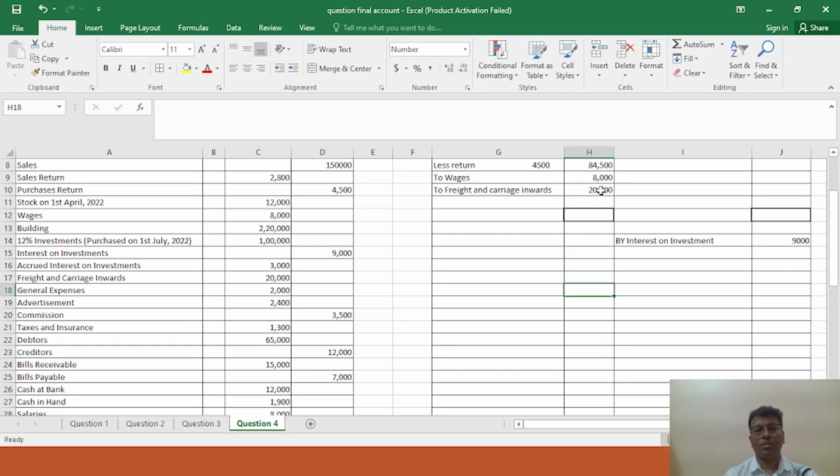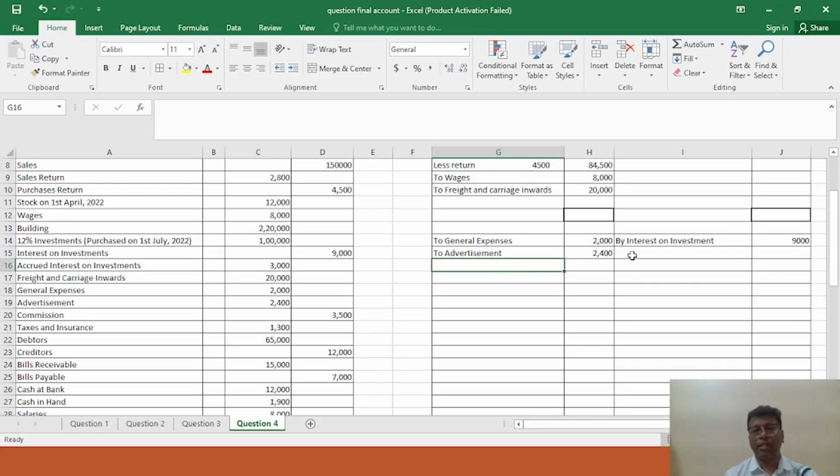General expenses, that is the part of P&L account. To general expenses, that is 2000, right? And advertisement, to advertisement, that is 2400.